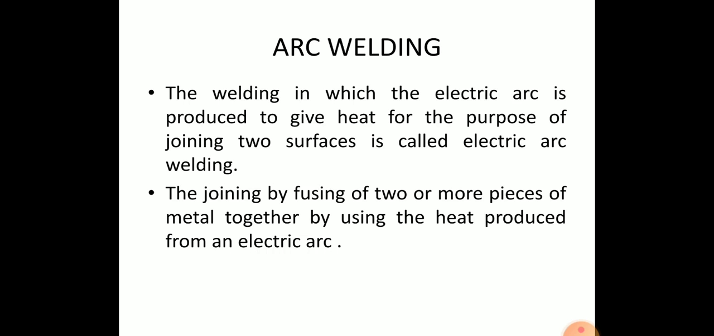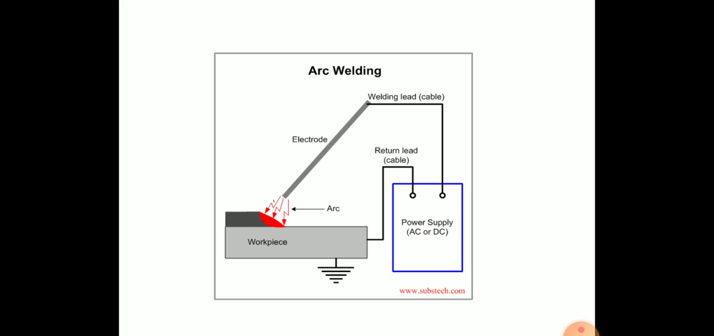In arc welding, the electric arc is produced to give heat for the purpose of joining two surfaces; this is called electric arc welding. It is the joining by fusion of two or more pieces of metal together by using the heat produced from an electric arc. In the figure of the arc welding process, we use an electrode, workpiece, return lead cable, welding lead cable, and power source, AC or DC supply.